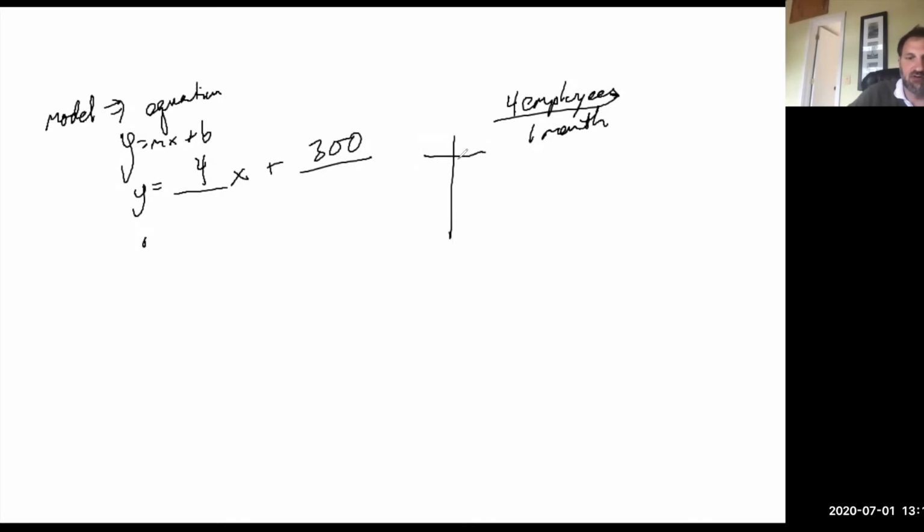We can see that because if we start at 0, we would have 300 employees. One month goes by, we'd have 304. 2 months, we'd have 308. 3 months, 312, and so on.